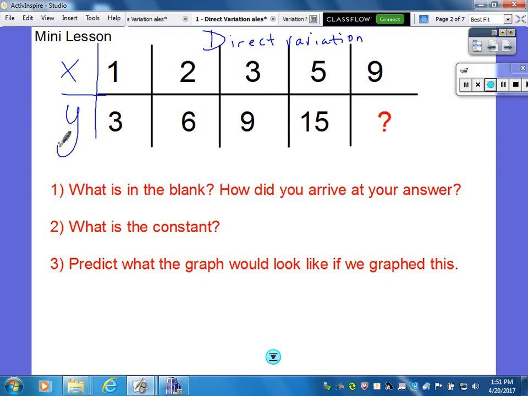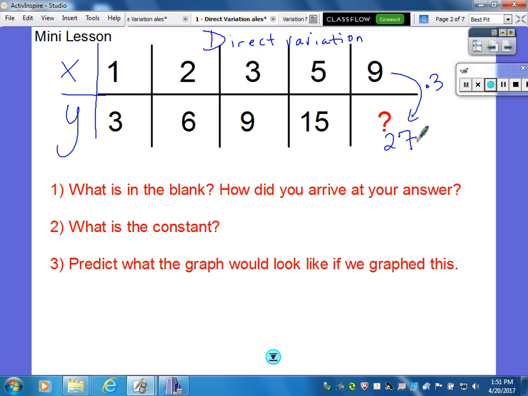So 1 becomes 3, 2 becomes 6, 3 becomes 9, 5 becomes 15, and I've got a 9 here, and we need to fill in the blank. So we need to really figure out what the pattern is that's going along this table. And I hope you've figured it out by now. Every single one of these has been multiplied by 3. So we're going to continue that pattern one more time. So 9 times 3 is 27. So our answer in that question mark blank is 27.